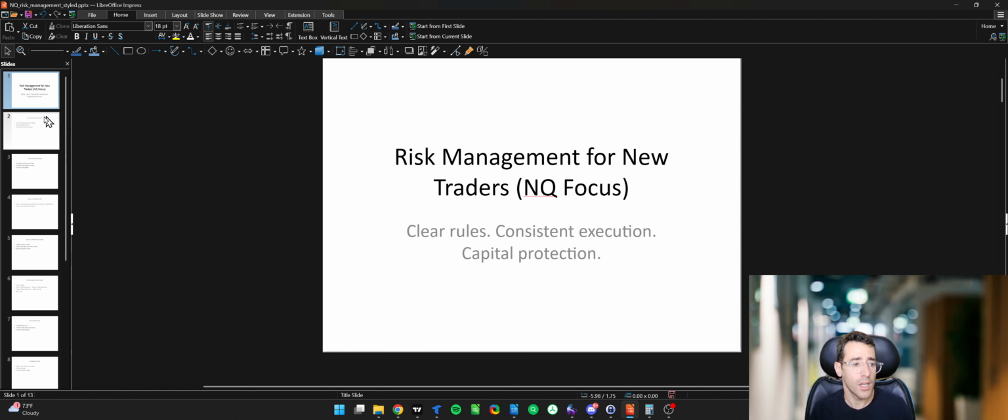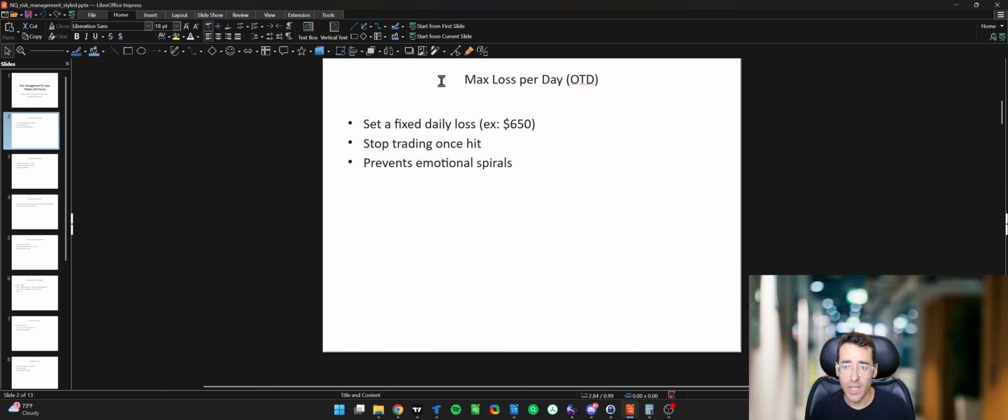So here we go. What you need, very important, is to set your max loss per day, right? You need to set a daily fixed loss. For me, I set my loss to 650. You don't have to set it that high. You can set it at 400. You can set it at 200. This is just the risk that I'm okay with losing.